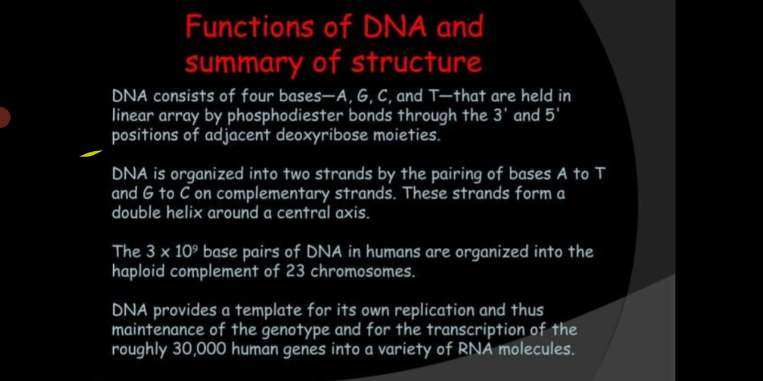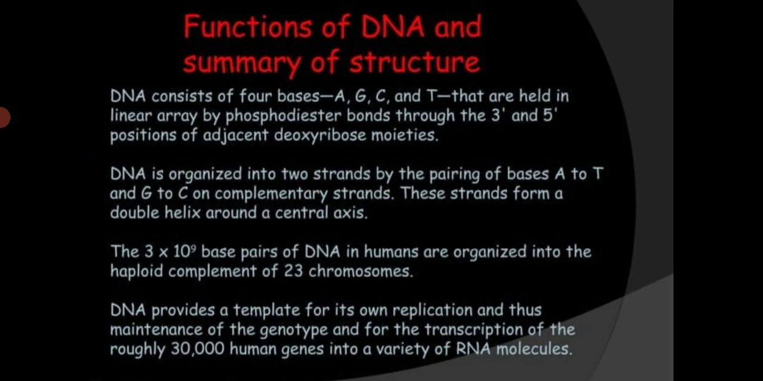The function of DNA. DNA consists of 4 bases, adenine, guanine, cytosine, thymine, that are held in a linear array by phosphodiester bonds through the 3' and 5' positions of adjacent deoxyribonucleic moieties. DNA is organized into two strands by pairing of bases A to T and G to C on a complementary strand. These strands form a double helix along a central axis.